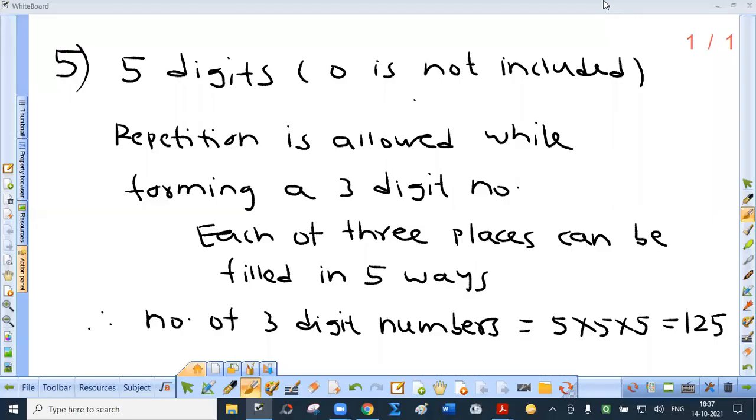Fifth one, how many 3-digit numbers can be formed using the digits 2, 3, 4, 5, 6 if digits can be repeated? We are given 5 digits which do not include 0 and repetition is allowed. So each of the 3 places can be filled in 5 ways. So number of 3-digit numbers equals 5 into 5 into 5, that is 125.